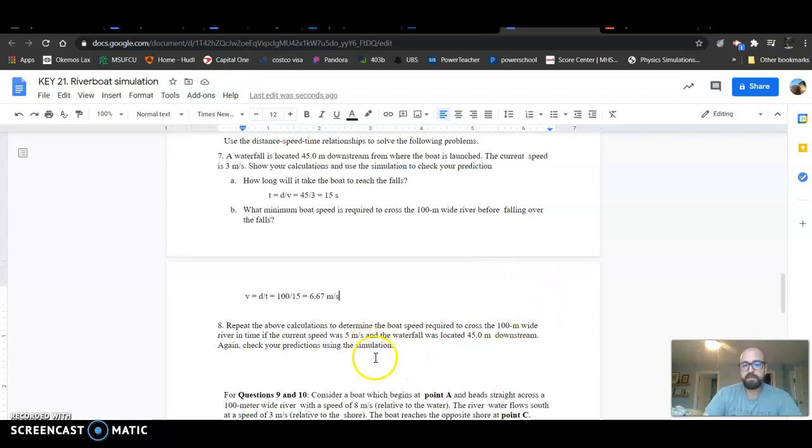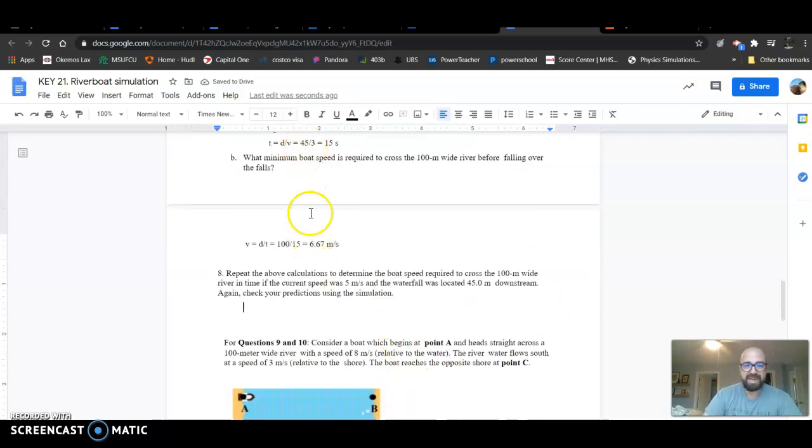And then here, repeat this calculation, same thing. You would just do the exact same process right there. So it's going to take you, looks like, 9 seconds to reach the waterfall. So 100 divided by 9 is 11.11 repeating, or so 11.11 meters per second.